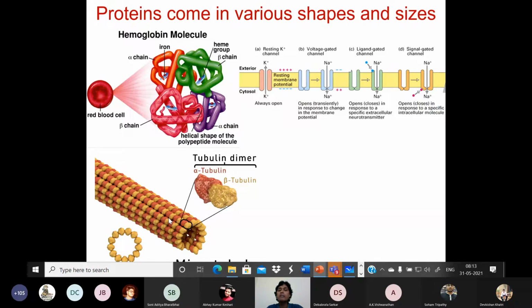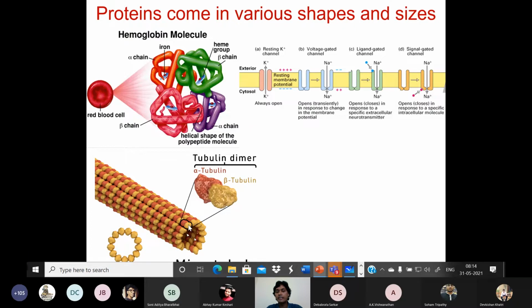Tubulin is very common, present in every cell in our body, right? Hemoglobin is present in red blood cells, but tubulin is present in every cell. So you can see here, it looks like a hollow tube, right? Inside is hollow. Yes, that is true. And this hollow tube is made up of two proteins, and they are present in repeating units.